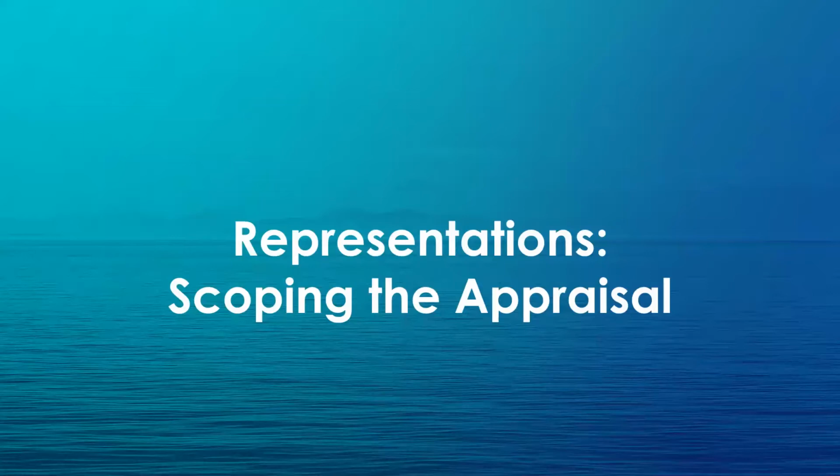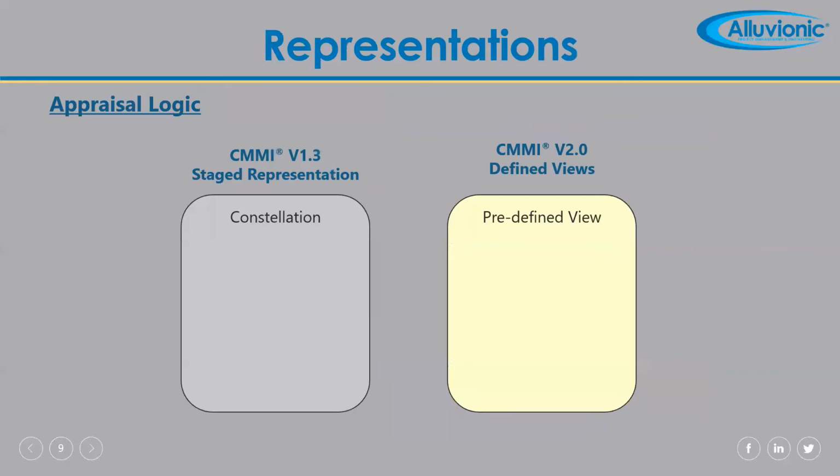So we're going to move into the next topic, representations for scoping the appraisal. Now, when we refer to scoping the appraisal, we're basically talking about which view and what maturity level your firm is desiring to pursue. So this slide describes a fundamental shift in how the new model determines applicable practices given the desired view and maturity level. So on screen, the V1.3 model on the left uses a concept of stage representation.